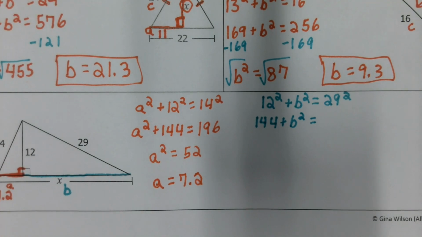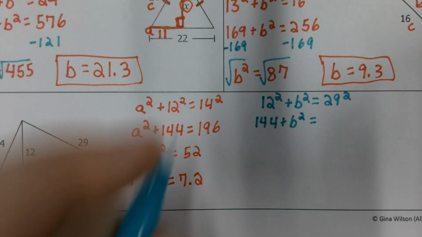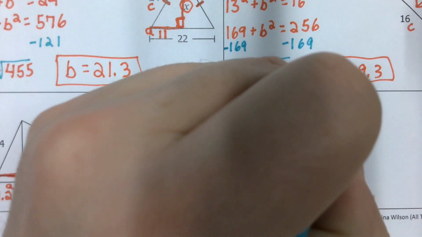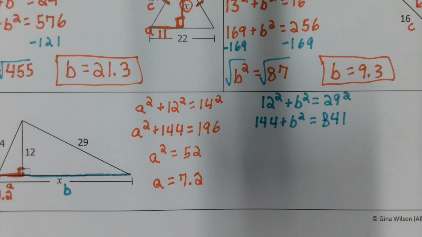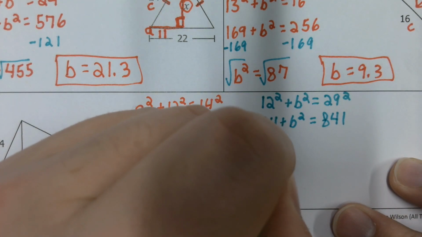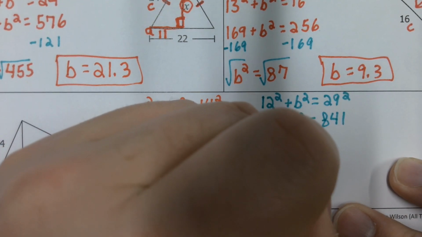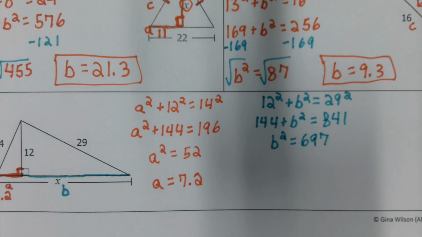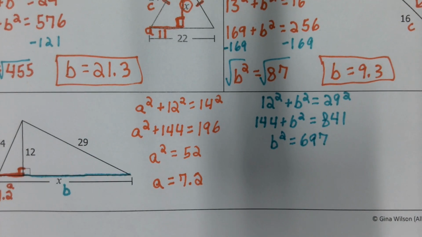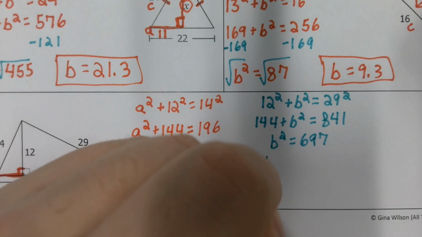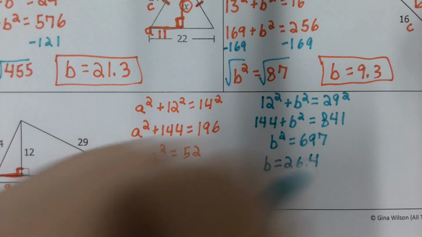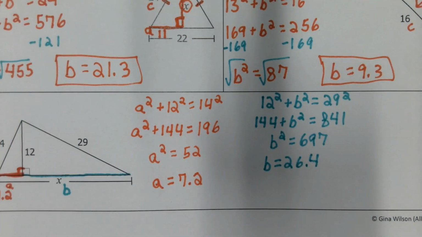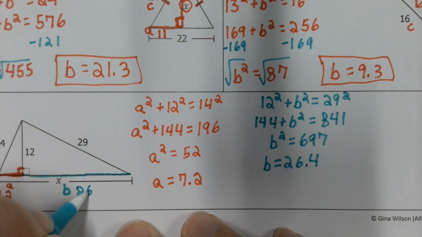29 times 29 is 841. Just subtract 144 from 841. I'm going to get 697. And if I take the square root of both sides, B should equal 26.4. So this distance here is 26.4.